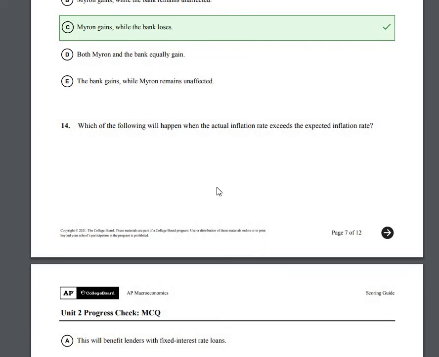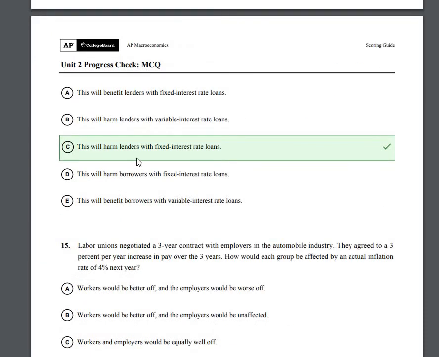Number 14, which of the following will happen when the actual inflation rate exceeds the expected inflation rate? C, this will harm lenders with fixed rate loans.